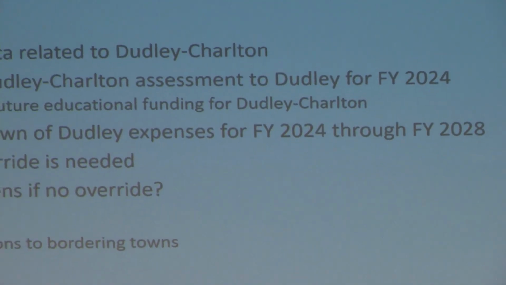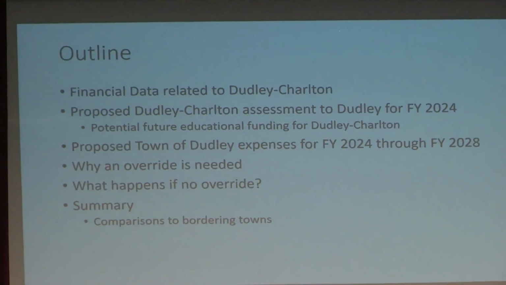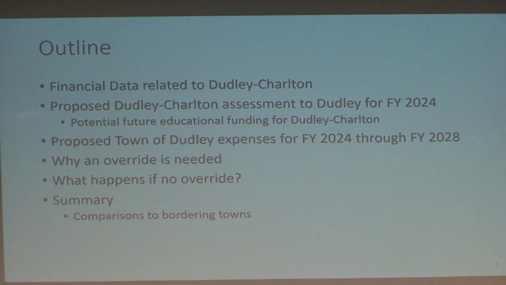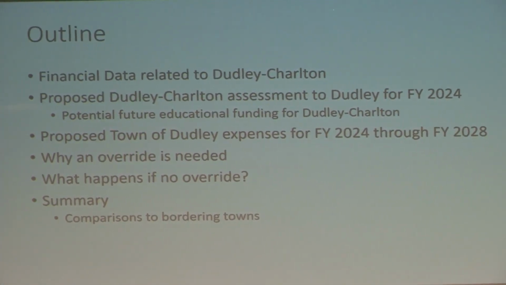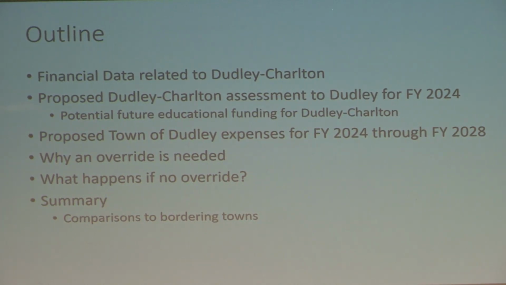Outline. So these are some of the topics we'll be covering tonight during our presentation. Financial data related to Dudley Charlton, the proposed Dudley Charlton assessment to the town of Dudley for FY24, which is the next fiscal year. We're currently in FY23, as well as potential future educational funding for Dudley Charlton, and we'll talk specifically about that in a moment. Proposed town of Dudley expenses for FY24 through FY28. When we were projecting forward, we were looking at 5 years into the future. So we went out to FY28 with those projections.